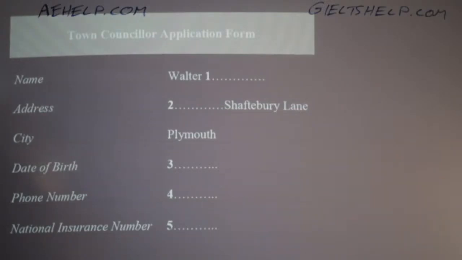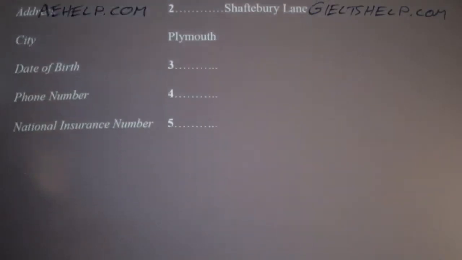Great. I'll need your national insurance number. My national insurance number is WC2856983. WC2856983. That's right. Great. And the last pieces of information I need from you are your current address and phone number. I live at 23 Shaftbury Lane, Plymouth. And you can reach me on 01752-667-835. Wonderful. Next, I'll give you some information on running for municipal office.